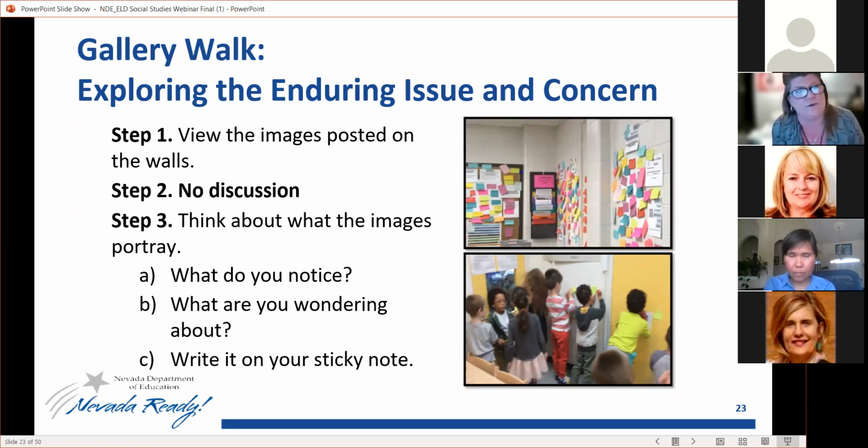So step 1, view the images posted on the walls. Step 2, remember there's no discussion. Step 3, think about the images. What do you notice? What do you wonder? And write it on your sticky note.